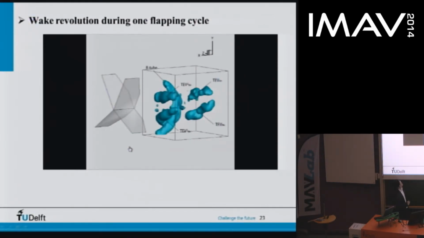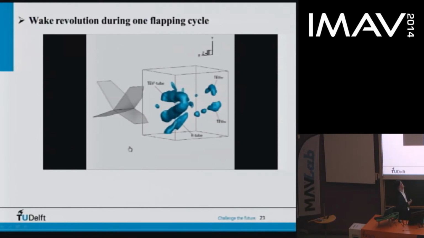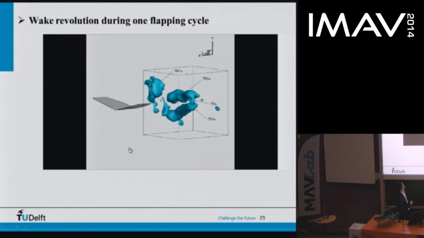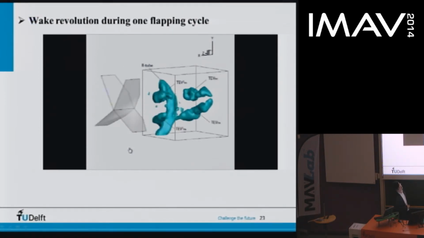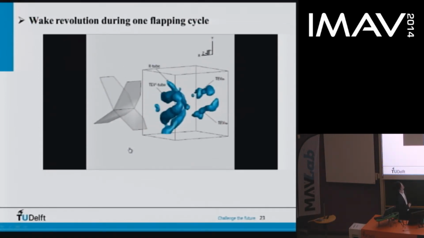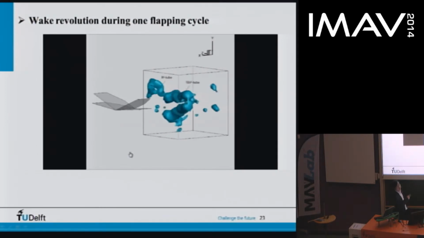Now we can see there are 3 predominant swirling vortex structures. Here we name it the U-shape. It's the in-stroke structure shed from the wing. And here we have the arc shape, shed in the outstroke.